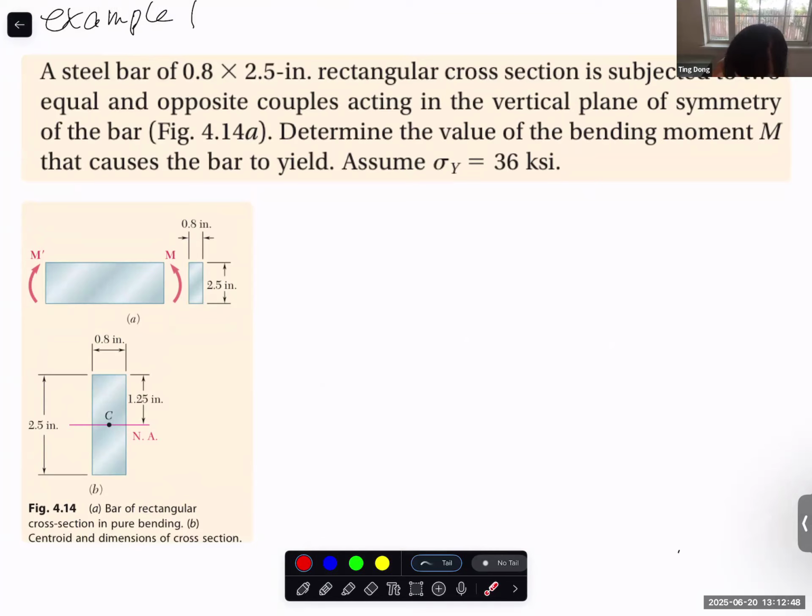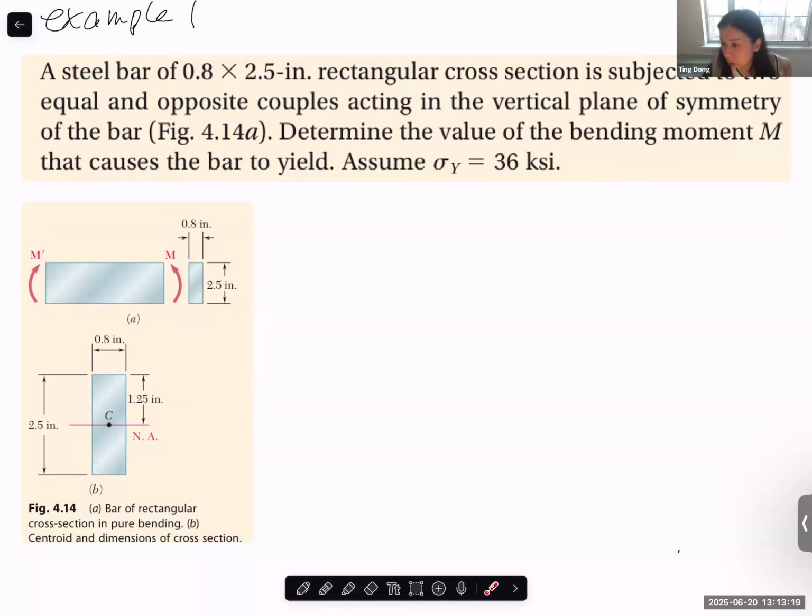Cross section is given, dimensions are given in the figure. Couple direction is given. Determine the value of bending moment that causes the bar to yield, assuming the yield strength is 36 ksi. How to calculate? It's similar to, let's say, allowable normal stress is 36. What's the maximum bending moment that can be applied?